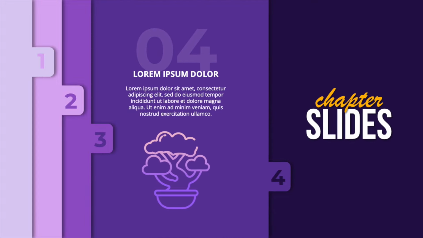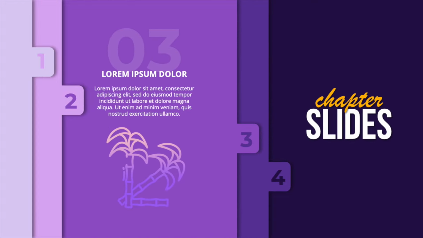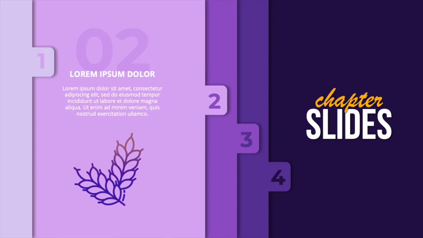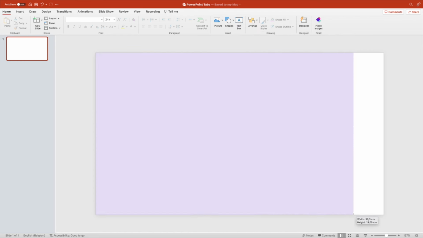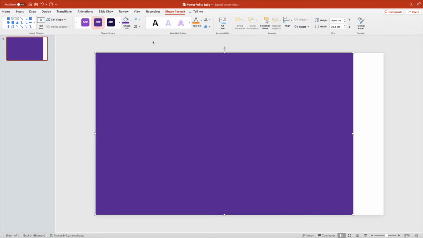Today we're learning how to make these nice chapter slides in PowerPoint. We'll look at how to create the shapes as well as the animations. Let's start from a blank slide and add a rectangle. Not all the way to the edge, leave a little on the side.